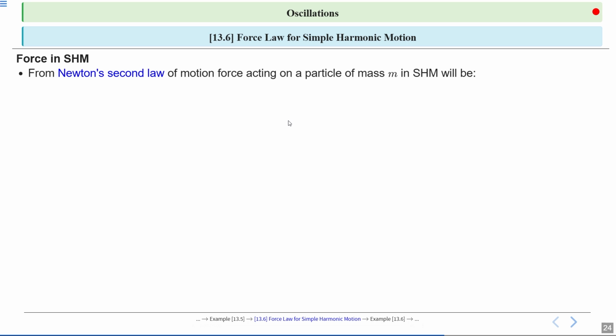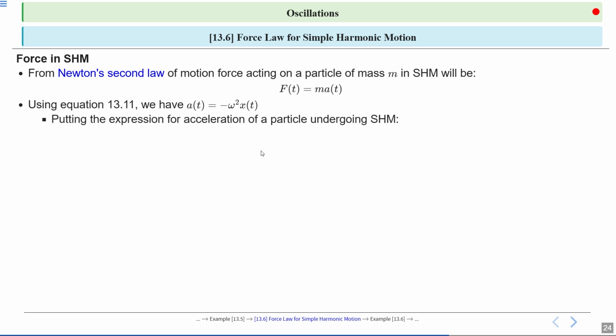First, let's recall Newton's second law of motion. It tells us that the force acting on a particle is equal to its mass times its acceleration. So the basic equation from Newton's second law is f of t is equal to m into a of t. This means that at any time t, the force F acting on the particle is equal to its mass m multiplied by its acceleration at t. Using equation 13.11, we have a of t is equal to minus omega square x of t.